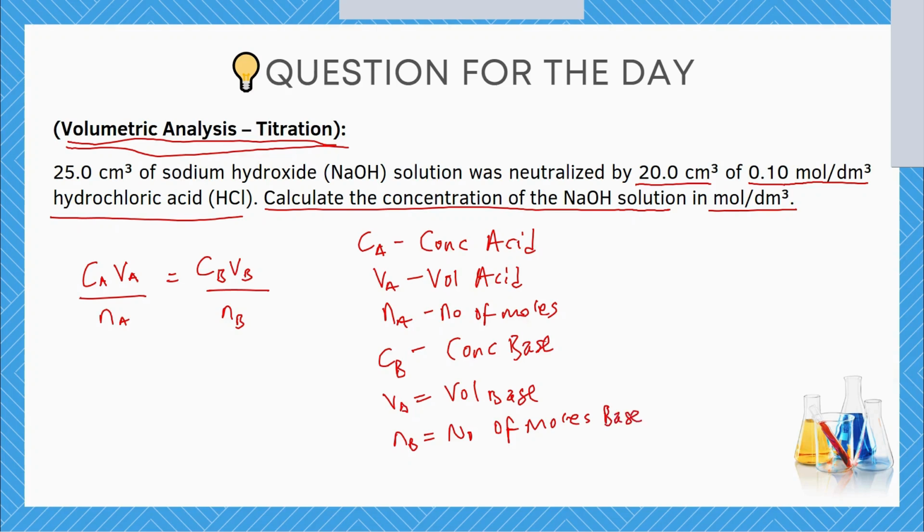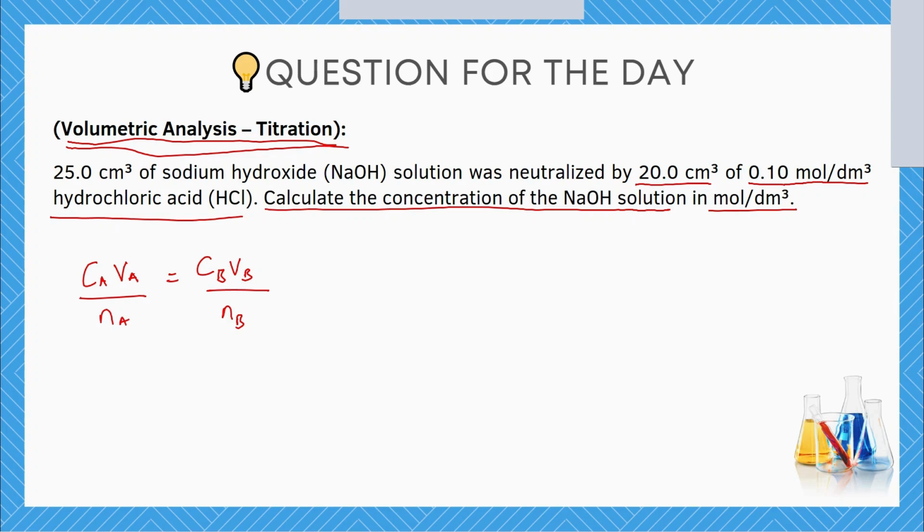So now that we have all of that in place, it is important to move on to the next step, which involves having a balanced chemical equation. Because for volumetric analysis, you need a balanced chemical equation that shows you what's happening. The question says sodium hydroxide was neutralized by hydrochloric acid. So we have HCl, hydrochloric acid, reacting with sodium hydroxide. Now, when an acid reacts with a base, it produces salt, NaCl, and water.